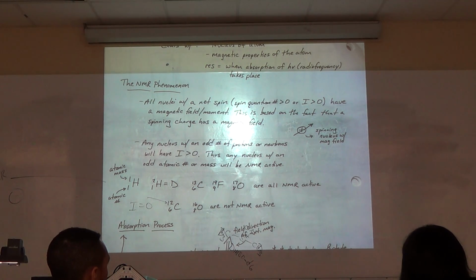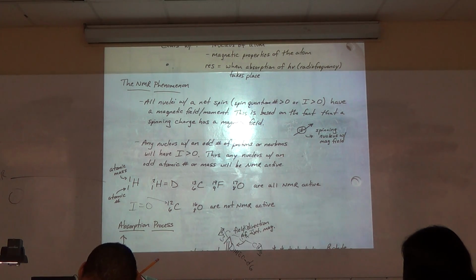What about boron 10? Can you do NMR on boron 10? Yes. How many protons? Can you do NMR on any boron isotope? Yes, because any boron isotope is going to have 5 protons.